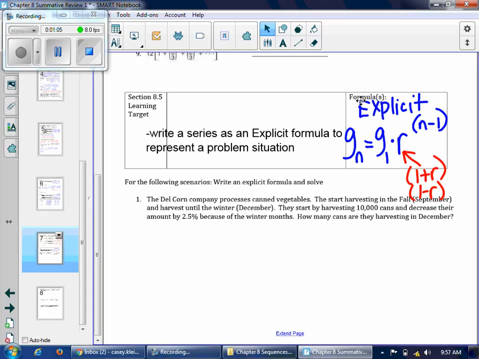For number 1, it says the Dell Corn Company processes canned vegetables. They start harvesting in the fall, which is September, and they harvest until the winter. They start by harvesting 10,000 cans and decrease their amount by 2.5%. How many cans are they harvesting in December? Well, our first term is going to be 10,000.